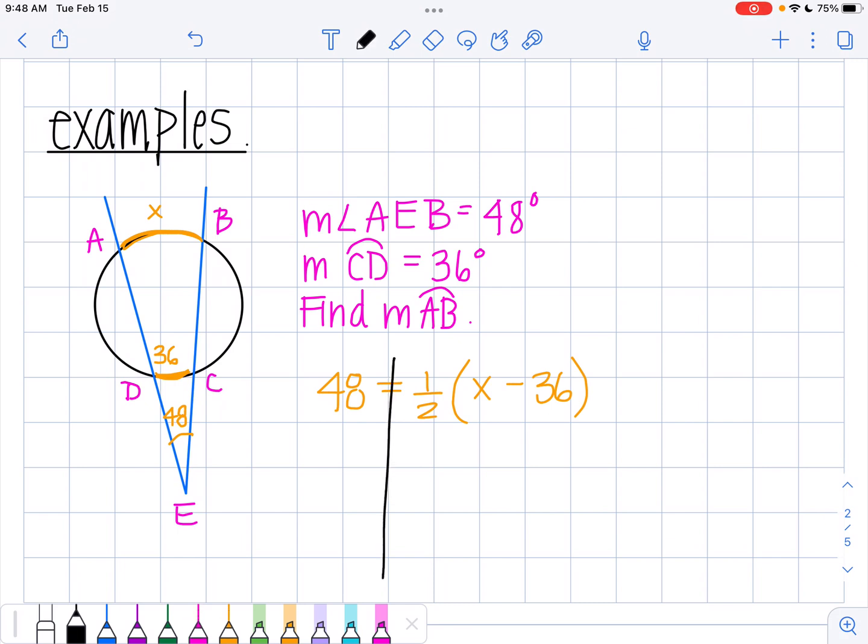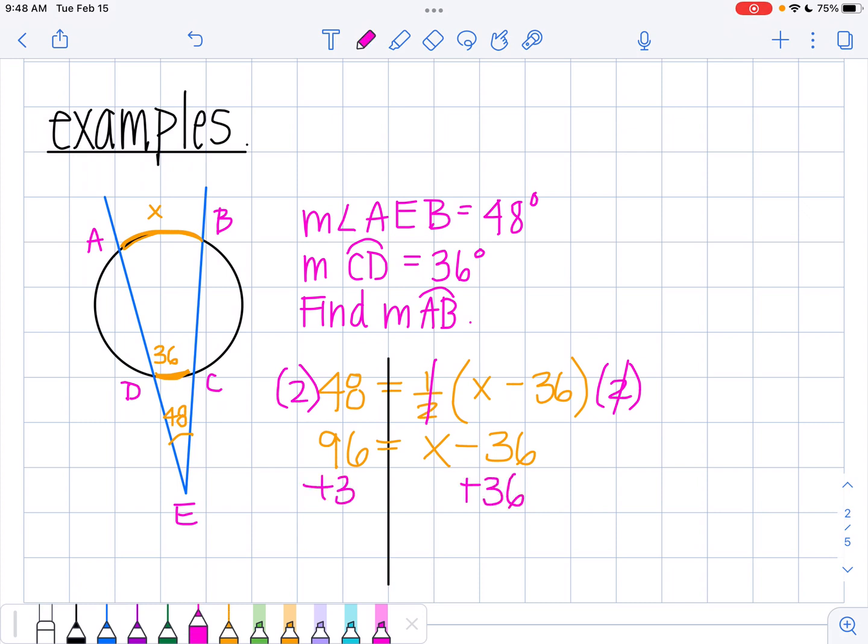First, I'm going to draw a line down the middle to remember that whatever I do to one side, I do to the other. I'm going to multiply both sides by 2, because 1/2 times 2 will cancel each other out. So 48 times 2 is 96, equals x minus 36. Now to get x by itself, I have to add 36 to both sides. This is going to cancel out. 36 plus 96 is 132, equal to x. So I can say that the measure of my arc AB is equal to 132 degrees.